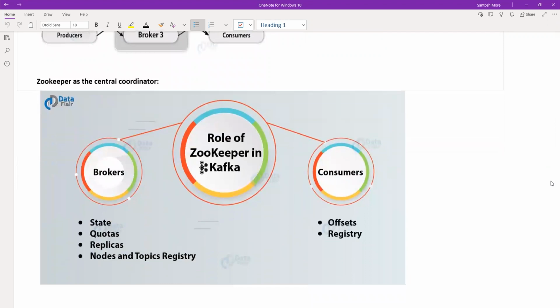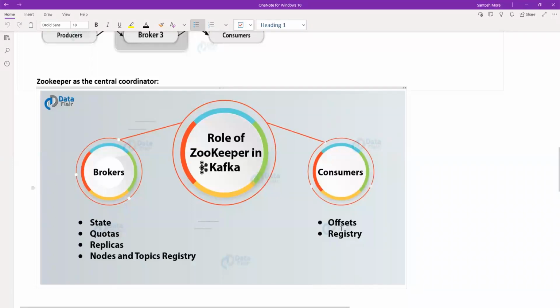Now what are the other things that Zookeeper as a central coordinator does, and that is what is referred to here. What it says is the role of a Zookeeper in Kafka is to store the states. These are the four things it does for a broker, and these are the two things it does for the consumer.